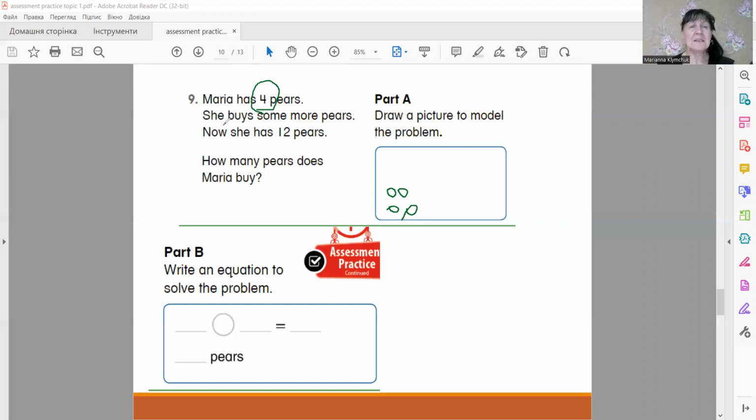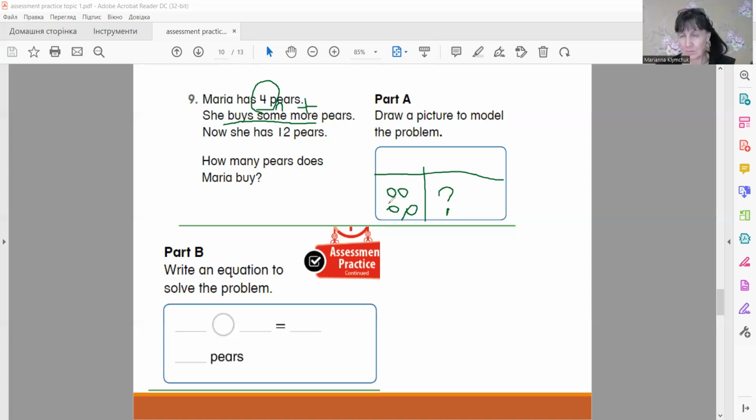Then she buys some more pairs. More, you know that this is plus. And again, some. How many? Do we have a number? No. This is a question mark, okay? So here we have 4 pairs. Then she buys some more pairs. Okay. And now she has 12 pairs.